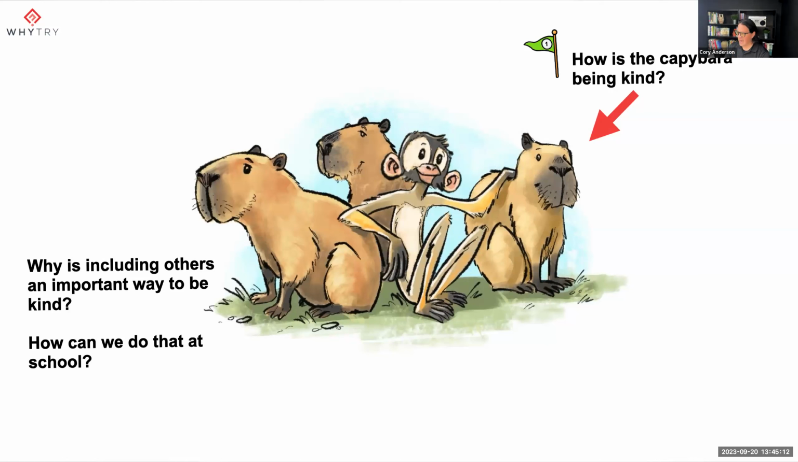Okay, sharing snacks. Buddy benches. Yeah, the buddy benches are fun. Definitely a great way. Ambassadors that go out and reach out to others, maybe at recess on the playground, who are on their own. Nice.